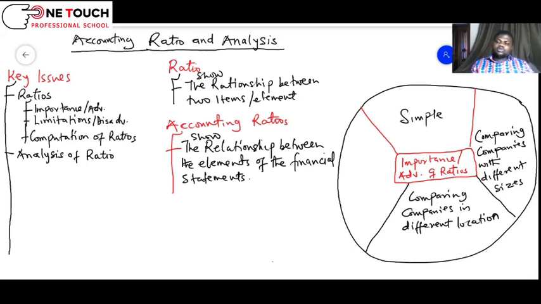Okay. So basically, these are some of the advantages that we could get from ratios. Now, let's look at some of the disadvantages.